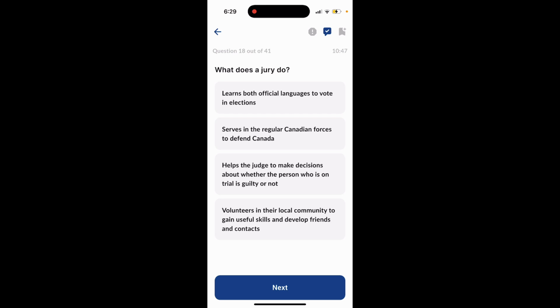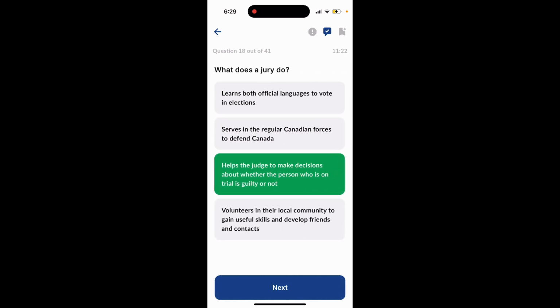Question 18. What does a jury do? Option 1, learns both official languages to vote in elections. Option 2, serves in the regular Canadian Forces to defend Canada. Option 3, helps the judge make decisions about whether the person who is on trial is guilty or not. Option 4, volunteers in their local community to gain useful skills and develop friends and contacts. The answer is option 3. Help the judge make decisions about whether the person who is on trial is guilty or not.